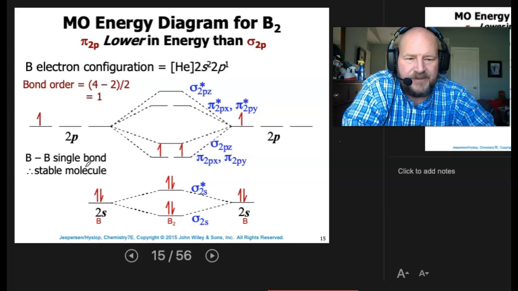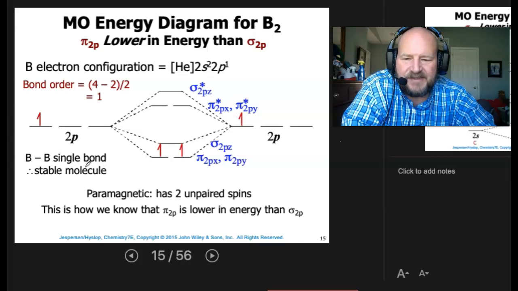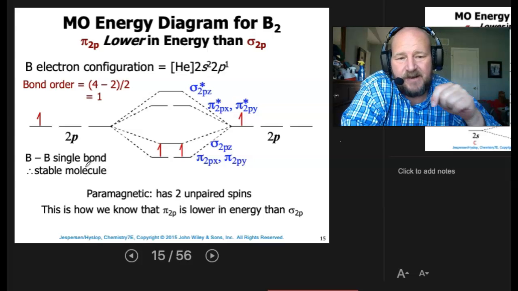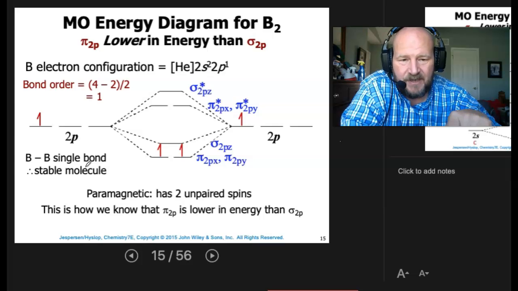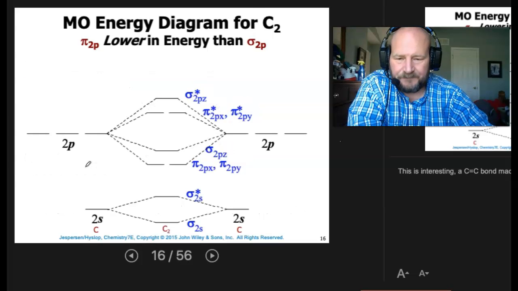Now, the other thing we'll notice is that it's got 2 electrons that are unpaired. That makes this paramagnetic as it has 2 unpaired spins. And this is how we know that the pi is lower in energy than the sigma. You see, if the sigma was lower in energy, then boron would be diamagnetic because they'd be paired up. But since they're not paired up, we find that it is paramagnetic, and therefore the 2 electrons aren't paired.